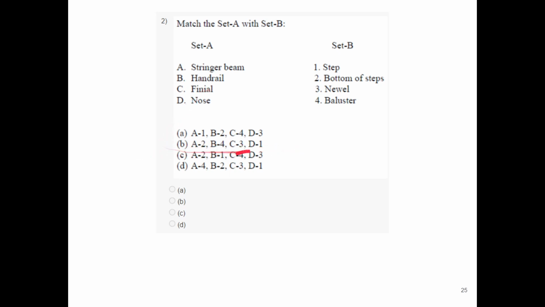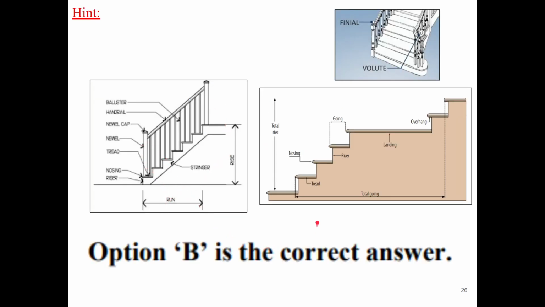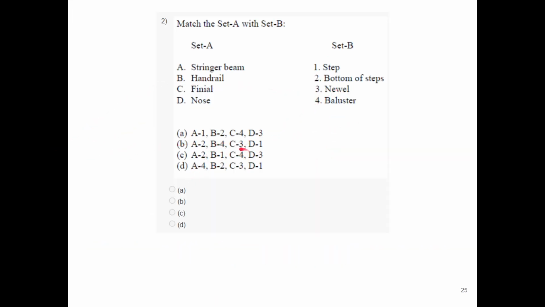So let us see the remaining ones. What is a finial? Finial is basically this top portion. At the extreme ends, the big pillars. In the staircase, the top portion is called the finial. And the newel is basically that pillar itself, the pillar at the end of the stairs. So that is newel, and at the top of that, the newel cap is basically the finial.